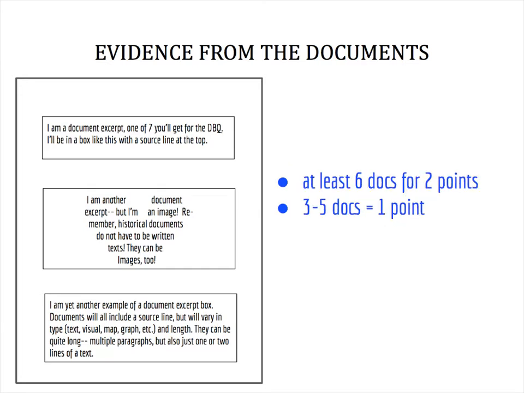On the DBQ, you need to use at least 6 of the 7 documents as evidence in order to earn the 2 possible evidence from the documents (EFD) points. You can earn 1 EFD point if you use between 3 and 5 documents as evidence. In order to be sure you're using a document as evidence and not just summarizing the document, you have to think about how the document helps you address the prompt. That means you have to interpret the document. Because the documents form the backbone of your evidence, it's suggested that you not develop a thesis until you've read through all of the documents and have thought about how each document helps you address the prompt.